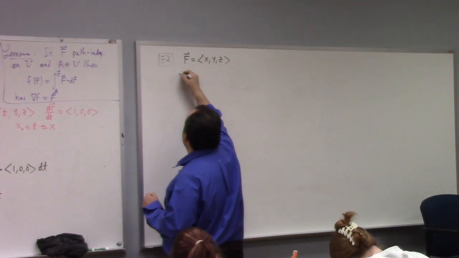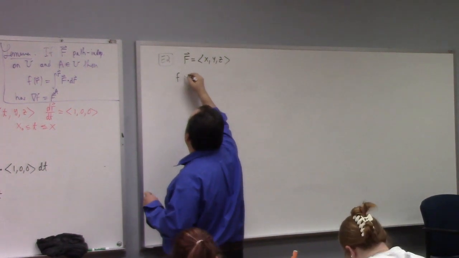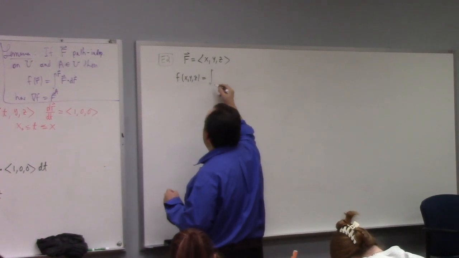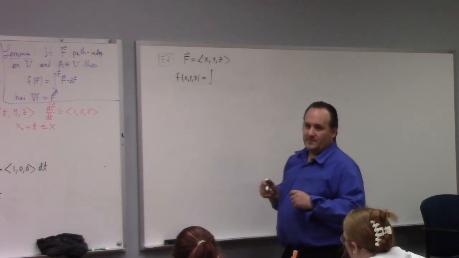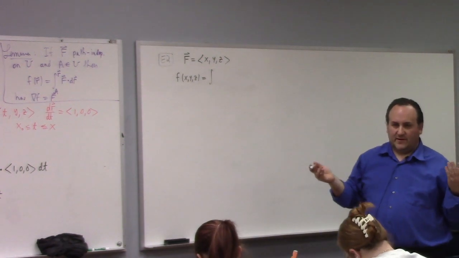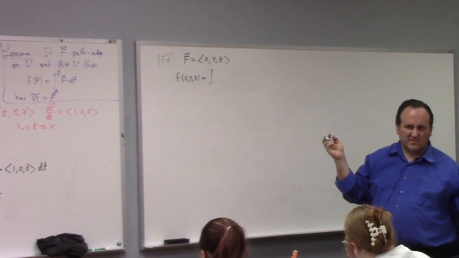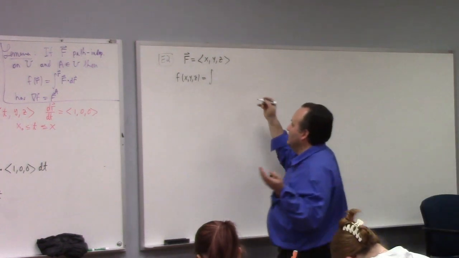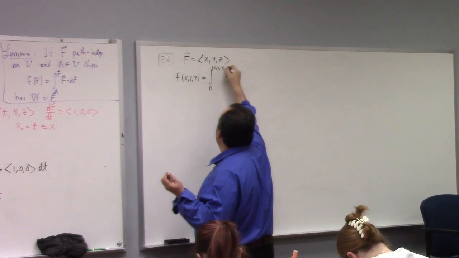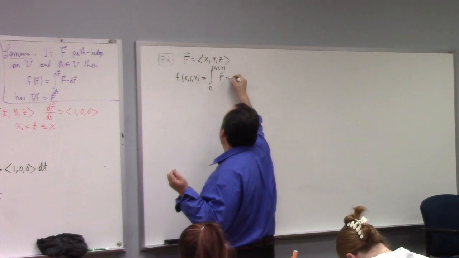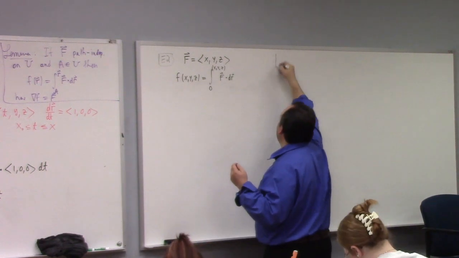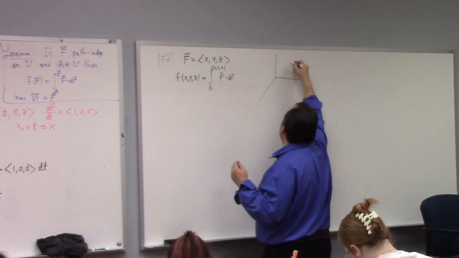All right, so let us define f of x, y, z equal to the integral. I think we should use the origin as our A. Does that make sense? That's the easiest thing. So we'll get the integral from 0 to (x, y, z) of f dot dr. And okay, so how do you actually put this into practice?